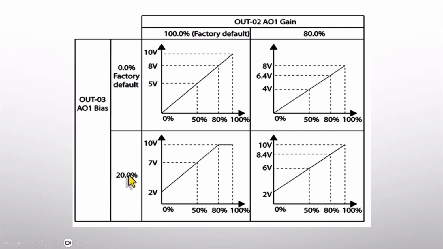If you set the bias to 20%, your output voltage will no longer be 0. It starts from 2 volts and goes up to 10 volts, but as you can see here, that's how the gain works in a way. Gain is kind of like our upper limit, where we want to determine what percentage of the output we get at 100%. For example, what percentage of 0 to 10 volts, or what percentage of 4 to 20 milliamps. And bias is kind of like our lower limit.